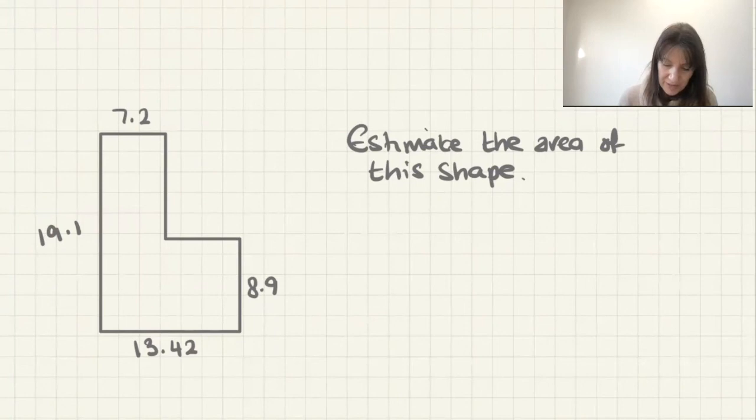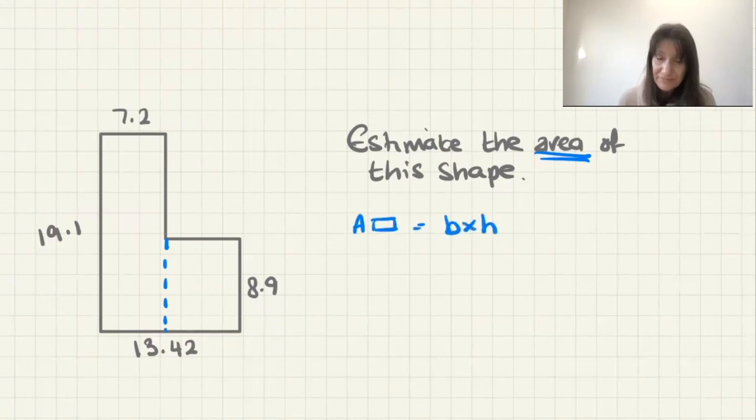Okay, so the area is the space inside. I don't have a formula for L shapes, so I am going to split. Now, I'm just a downward splitter. There is no real reason for me to choose that way. I could have gone across as well. Either way, the end result should be the same.